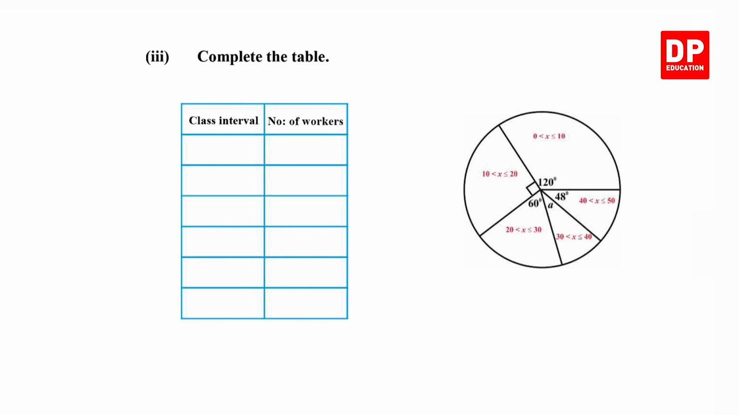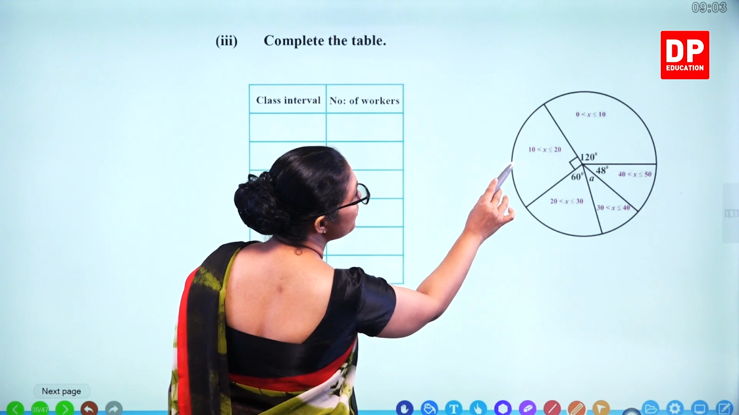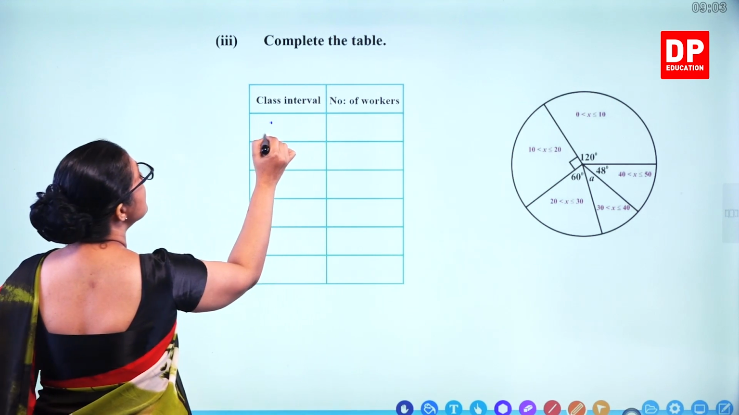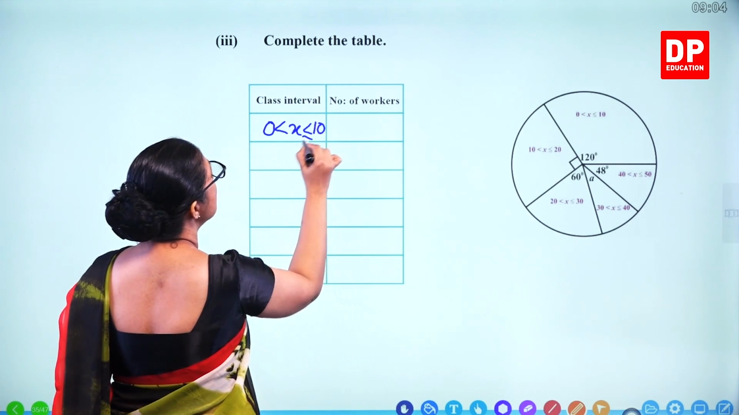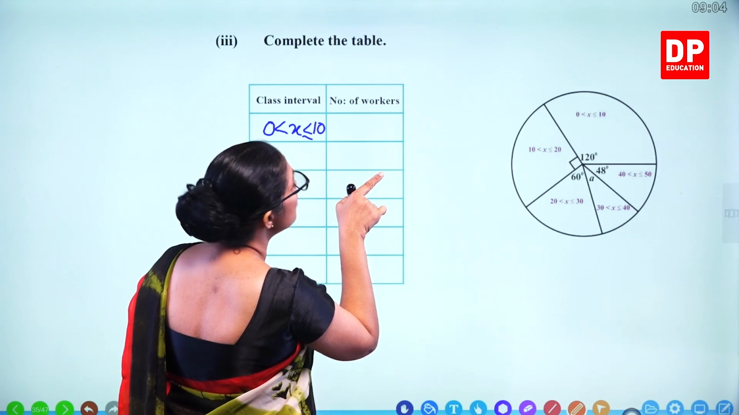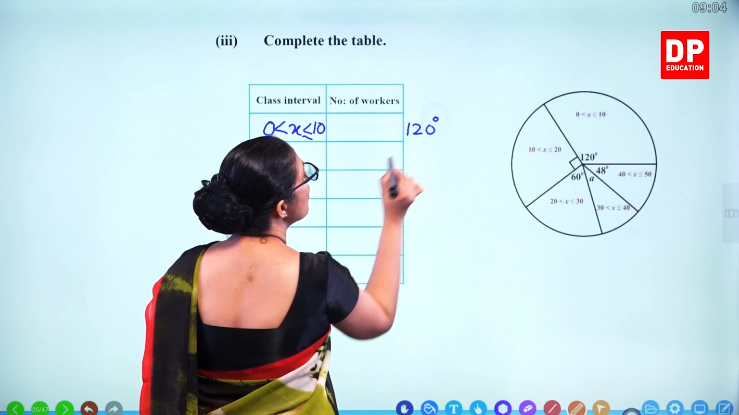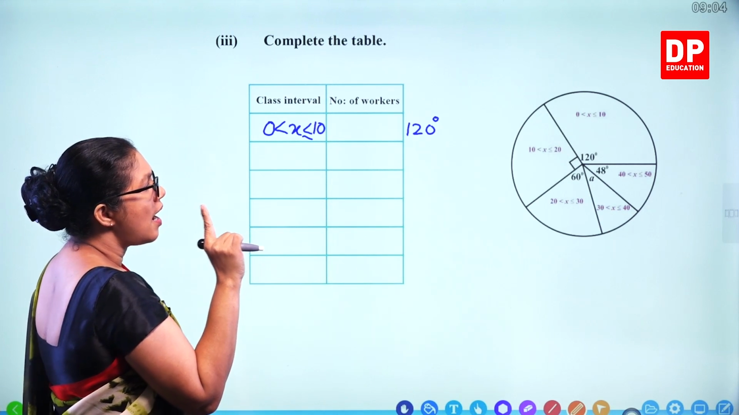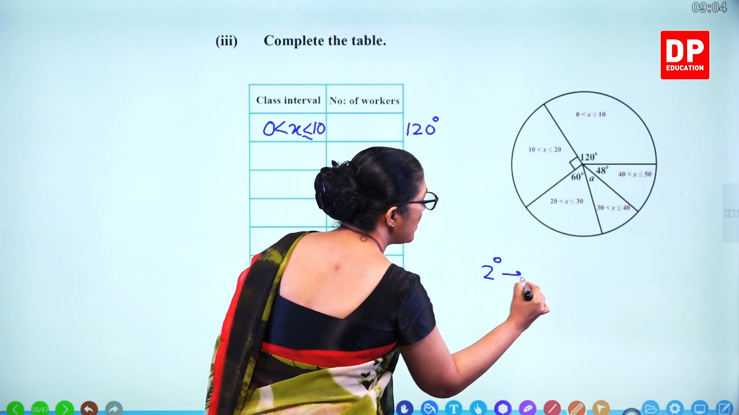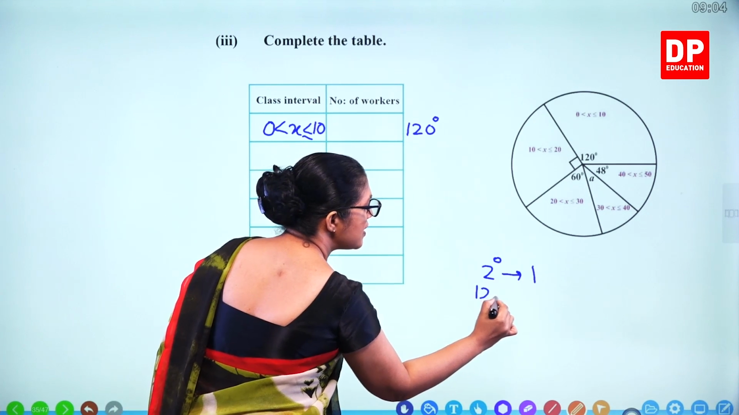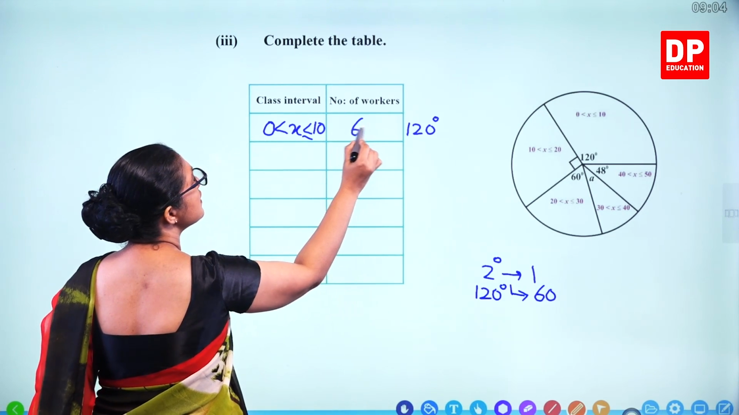Part 3, complete the table. So class interval. So we'll start from this corner. This is 0 to 10, and 10 is included. That's 120 degrees. So we need to first find out, 120 means 2 degrees is 1 worker. So what about 120 degrees? You have to divide by 2. So 60 workers. So 60 there.